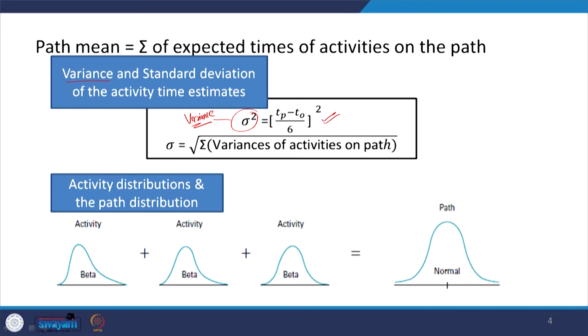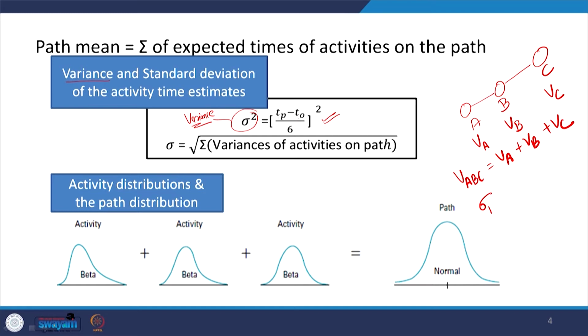So, the variance of any particular path, if this is a path where 3 activities are taking place, A, B, C. Now, the variance of A, variance of B, variance of C. So, if I want to determine the variance of path A, B, C, it will be V A plus V B plus V C, and then if I want to determine sigma of A B C, that is the standard deviation of path A B C, it will be the square root of V A B C, or V A plus V B plus V C. So, this formula is very useful in our further PERT analysis of the network diagram.